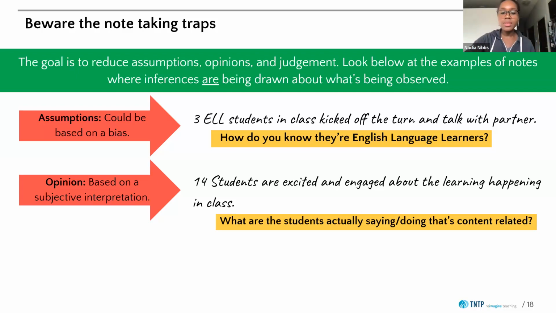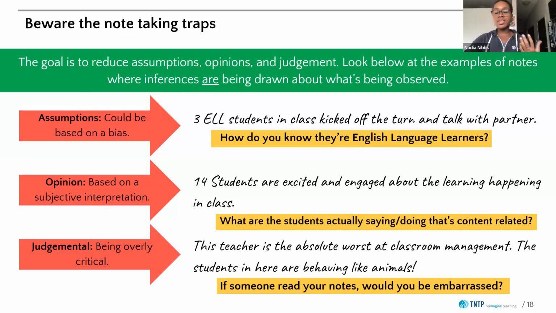Okay, last. Sometimes in our notes, we see things that can be a little judgmental. "Oh, this teacher is the absolute worst at classroom management. The students in here are behaving like animals." We've all been in classrooms before where you're like, oh, it is tough to be in here and watch some of the things that are going down. And we think to ourselves, if our notes leaked, would we be embarrassed by something in our notes? And if the answer is yes, then there's probably something in it that was judgy, right? Again, our notes have to be neutral.